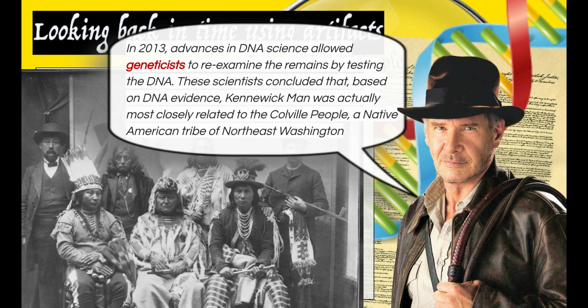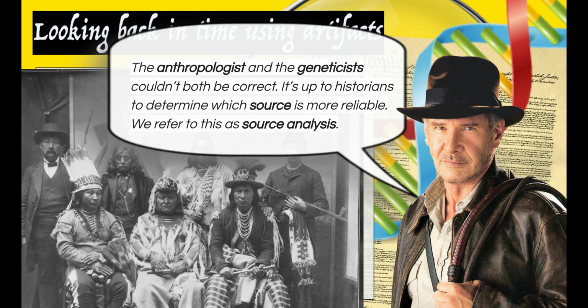And the anthropologist and the geneticist, obviously, we know, can't both be correct. Either Kennewick Man was Native American and related to that tribe, or he originated in Polynesia. So which one is it? It's up to historians like us to determine which source is more reliable. And we call this source analysis, right?